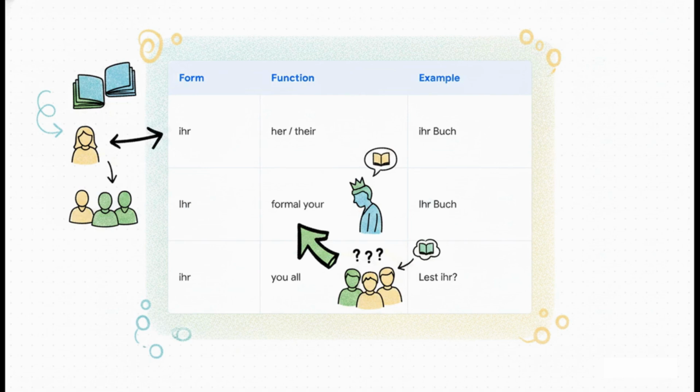Second column, a big capitalized Ihre before a noun. That is the formal your, like Das ist Ihr Buch, that is your book, sir. And this is a massive deal. Formal Ihre is always capitalized, no matter where it's hiding in the sentence. Finally, third column, lowercase ihr right before a verb. That's a pronoun that just means you all, like Lest ihr das Buch? Are you all reading the book?